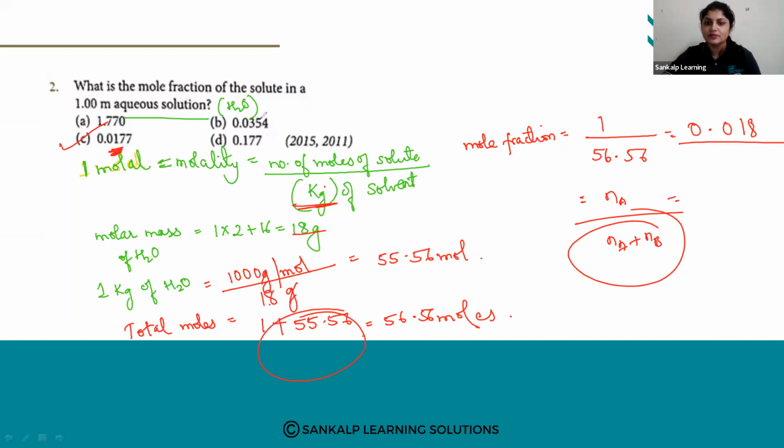Understood? Yes, ma'am. Yes, Komal, your answer is right. Okay, it is C. So try to solve this, and I hope you are copying the question. This is the way you are going to solve this particular question. I'll go for the next.